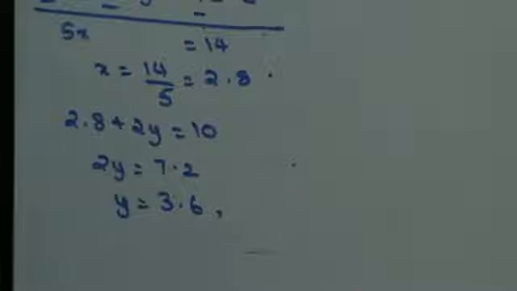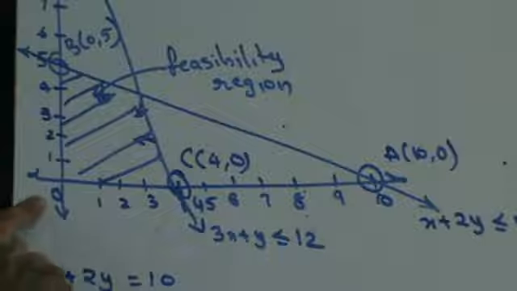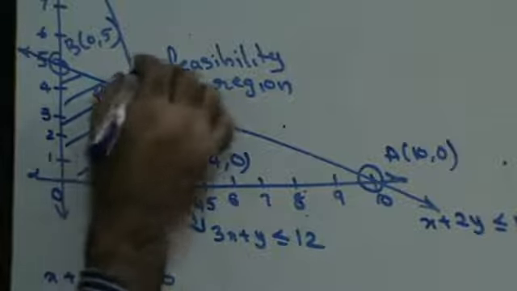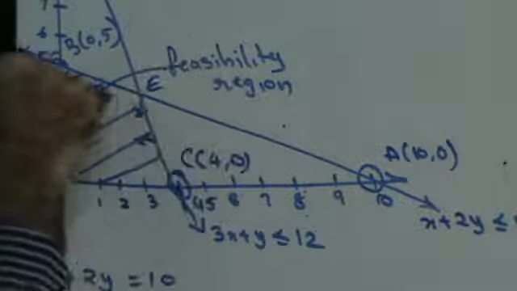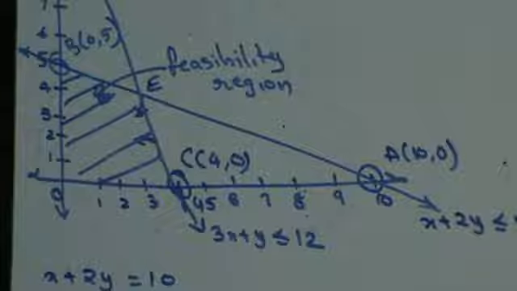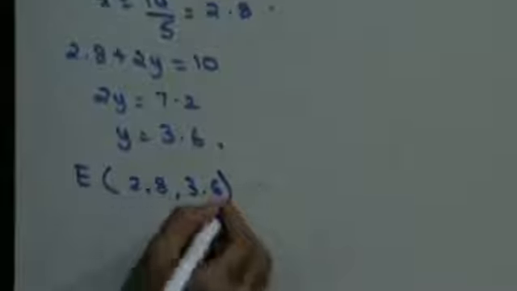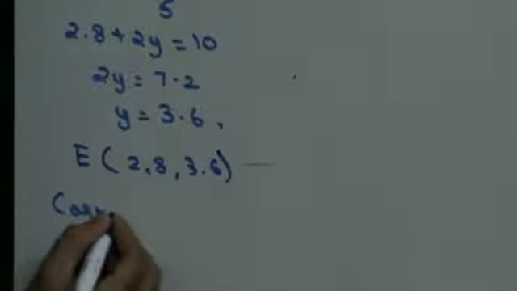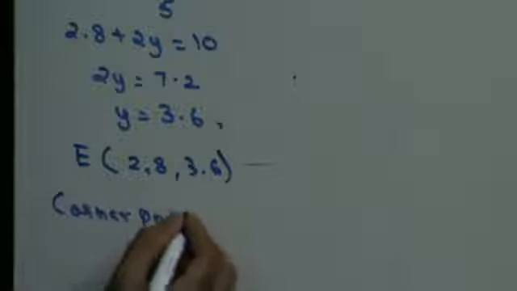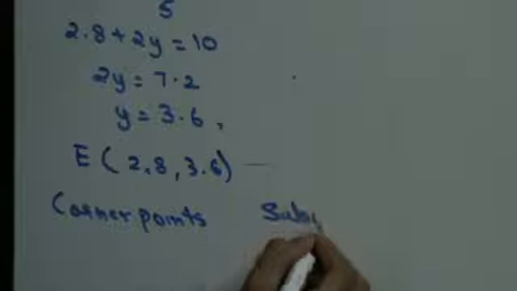Now let's look at your feasibility region. Your feasibility region has 4 points. O, C, we'll call this point as E and B. Right? We just found out the coordinates of E to be 2.8, 3.6. So I'll say corner points, objective function.